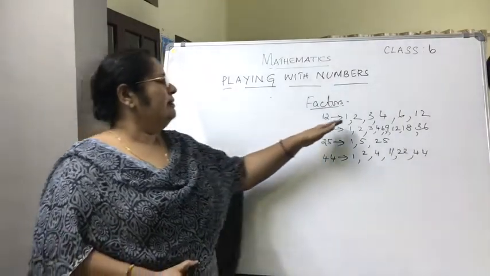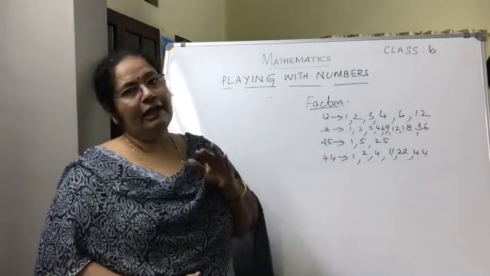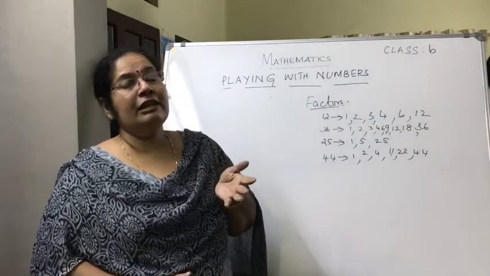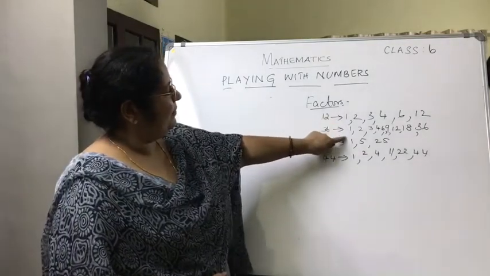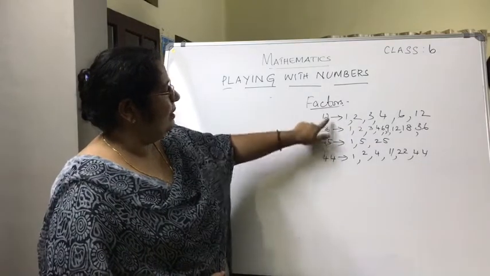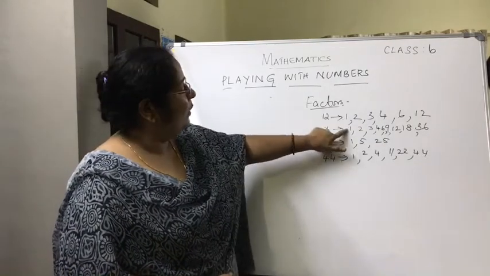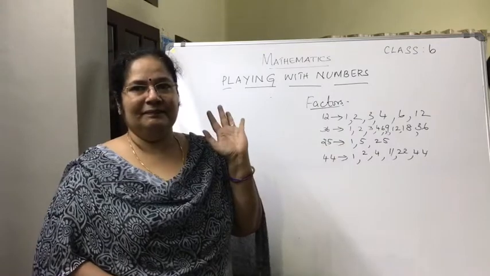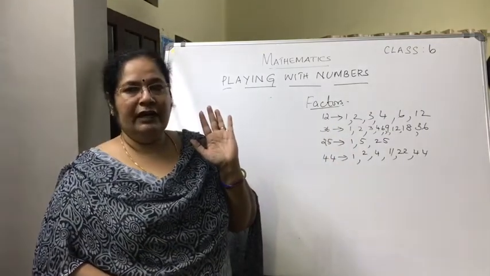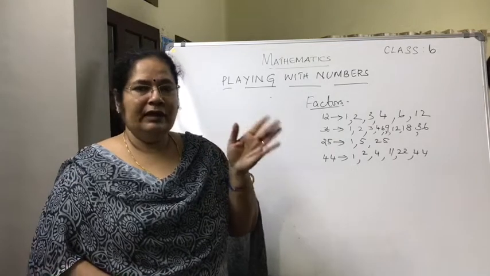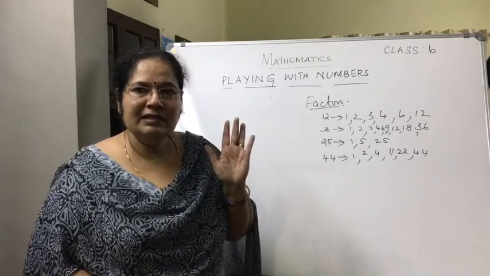Now looking at these factors, we can arrive at some conclusion regarding the factors. Now see here, for all the numbers, 1 is a factor. Isn't it? Everywhere 1 is a factor. Why? When you divide any number with 1, you will get the same number. The remainder becomes 0.